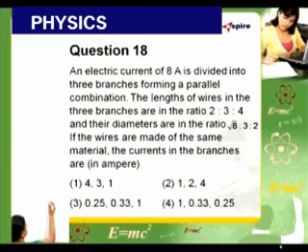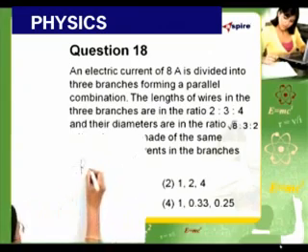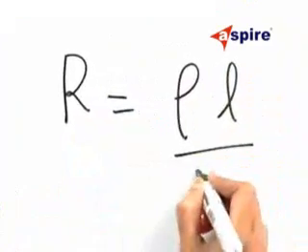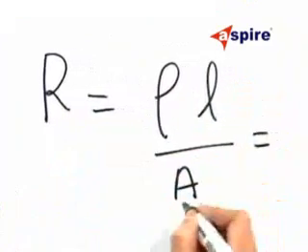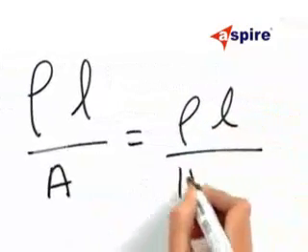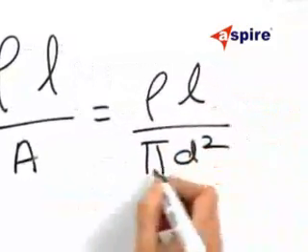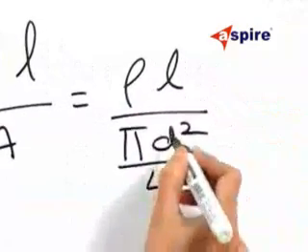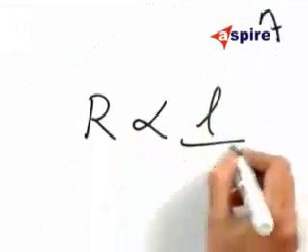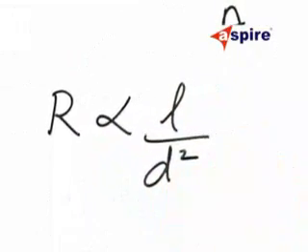First, let us see the resistance of a metallic conductor is given as ρL by A. What is A? Area of the cross section. Area of cross section, we can write that as πd squared by 4, where d is the diameter. So R is proportional to L by d squared. That is the starting point.